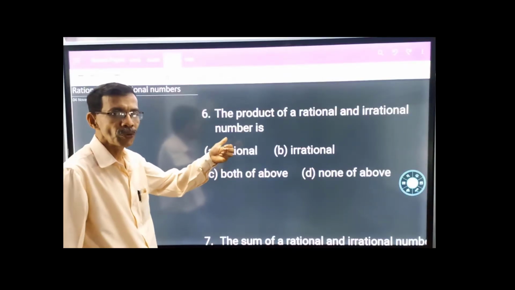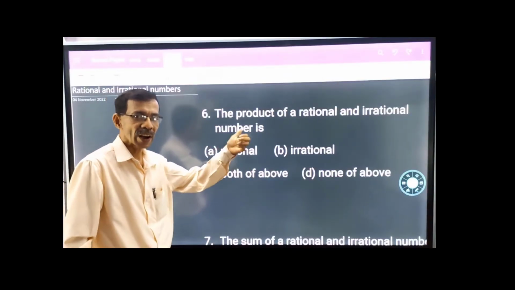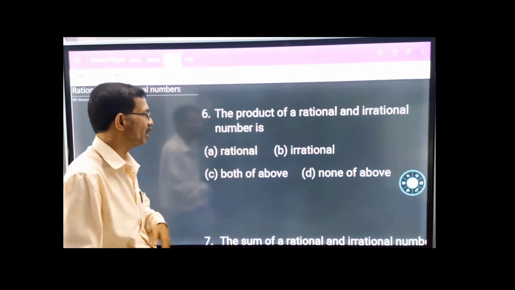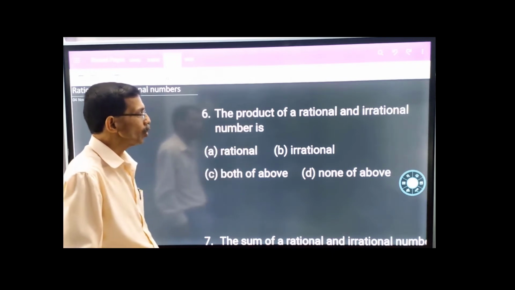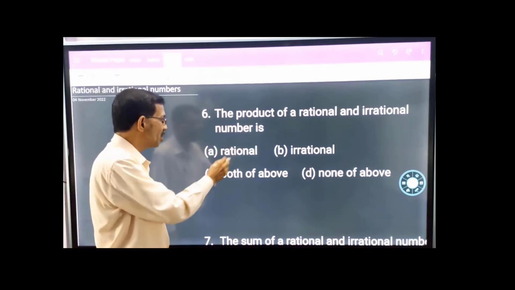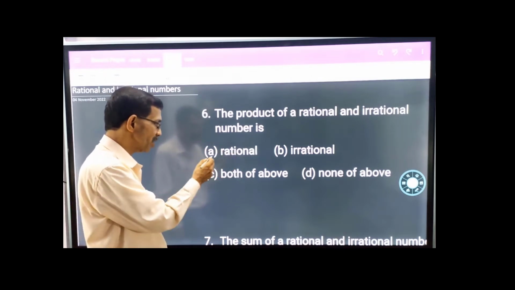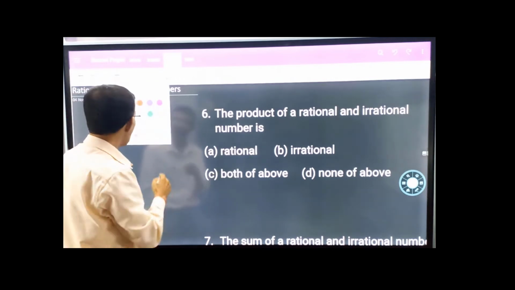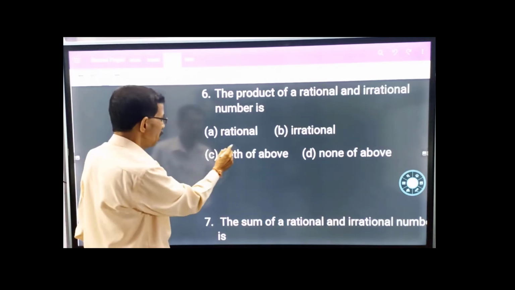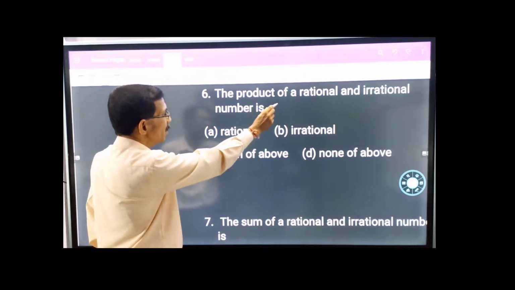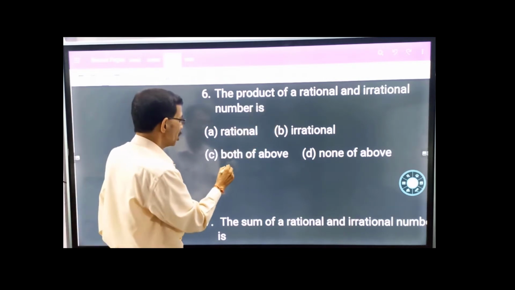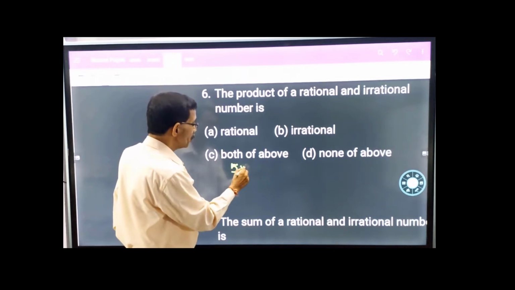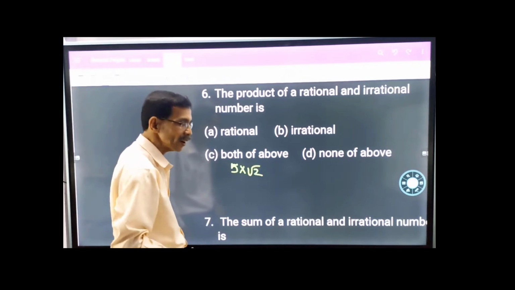In this section we will solve the problems of identifying rational or irrational numbers. The question number 6 here. The product of a rational and an irrational number is rational, irrational, both of the above or none of the above. Let us try this with an example. Let me take one rational number and another irrational number. Let's say 5 is a rational number and, multiplied by root 2, it is an irrational number.